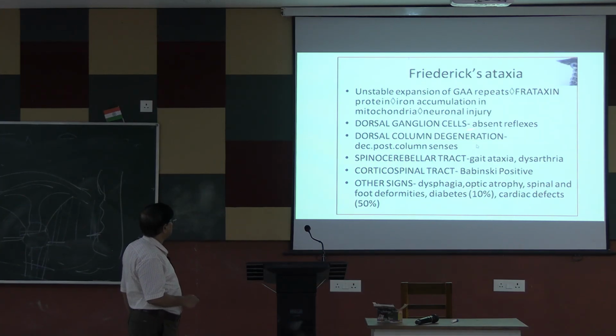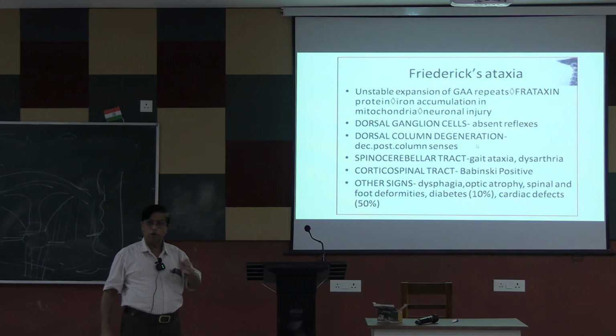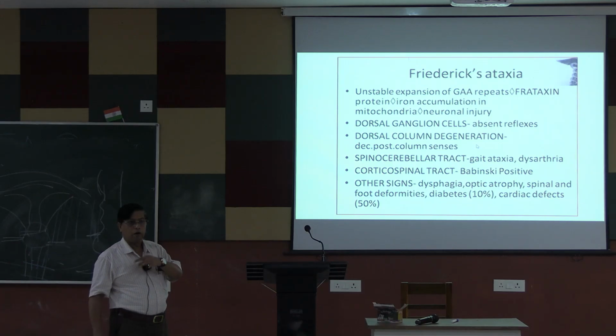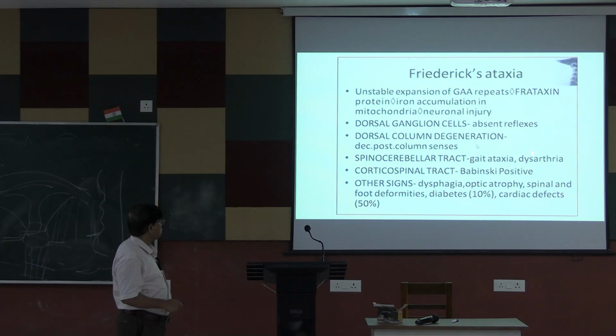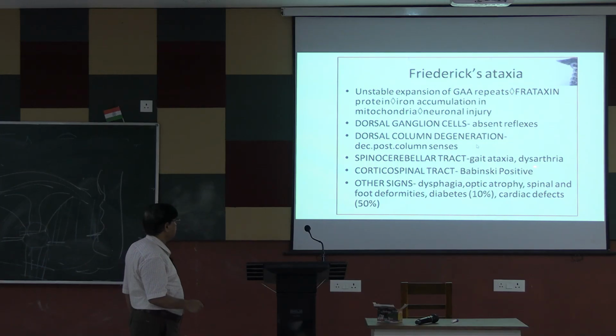Frataxin protein produced by this defective gene will cause damage. There is dorsal ganglia cell involvement, dorsal column degeneration, posterior column degeneration, spinocerebellar tract involvement causing gait ataxia and dysarthria, and corticospinal tract involvement with Babinski sign positive. Here the differential diagnosis is subacute combined degeneration of the spinal cord. In that, both posterior column and corticospinal tract are affected. Here also the posterior column and the corticospinal tract are affected, which is why the Babinski sign is positive. The corticospinal tract is a highly myelinated tract, and this protein causes damage to the myelin. That's why there is this combined effect.